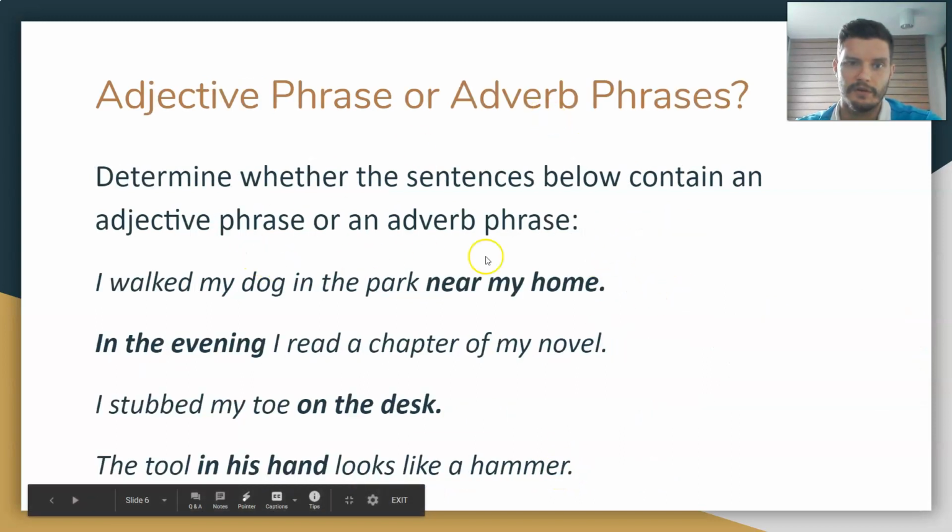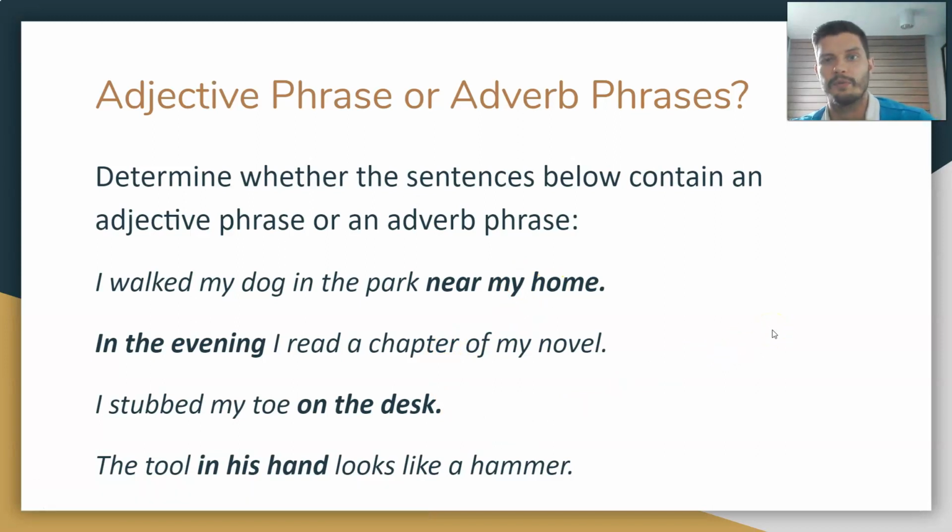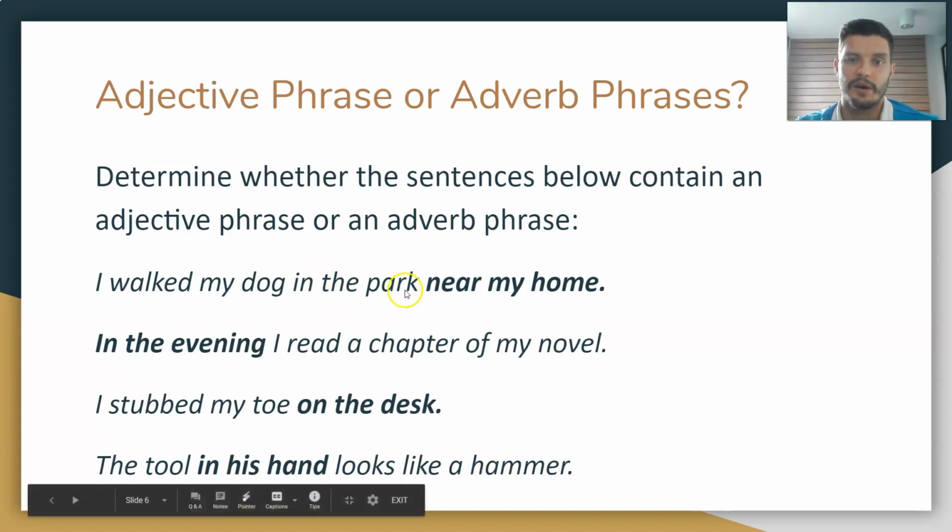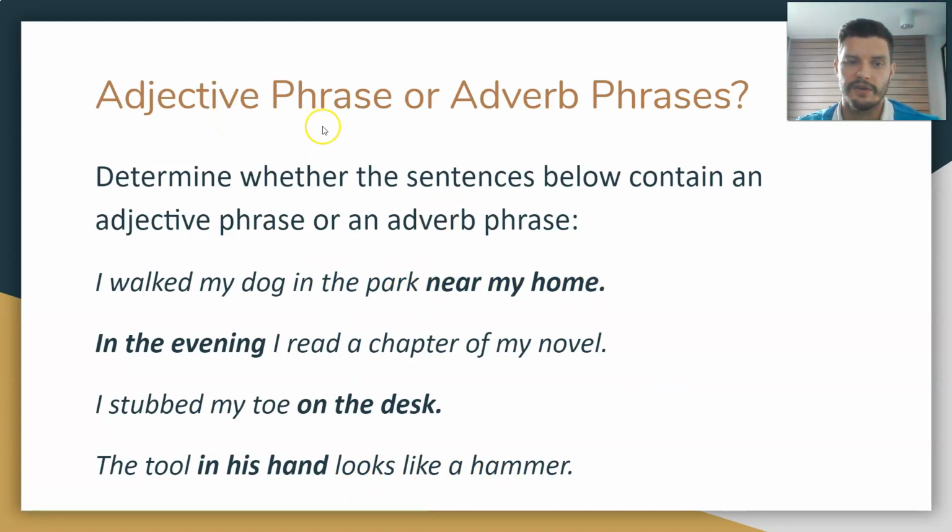So here we've got four examples. I'm going to go through two of those examples, determine whether they are adjective or adverb phrases. Then I want you to determine whether the last two are adjective or adverb phrases on your own. So first of all, I walked my dog in the park near my home. Near my home is the prepositional phrase, and it tells us something about the word park. Park is a noun. Therefore, near my home is an adjective phrase.